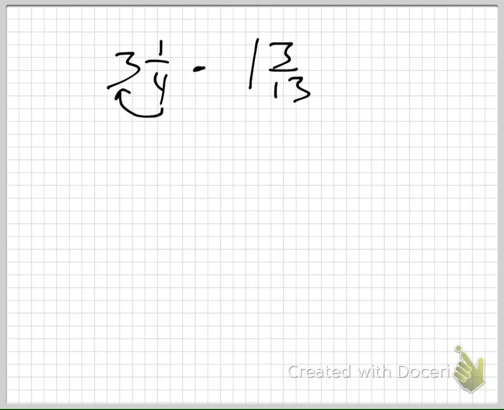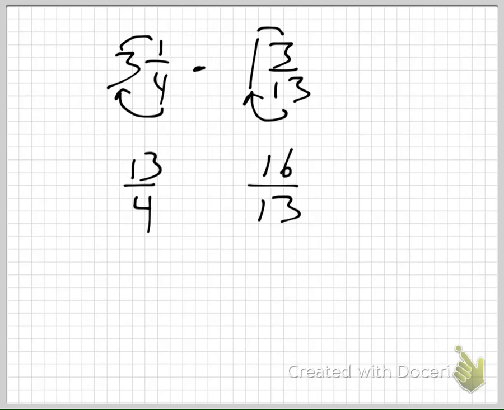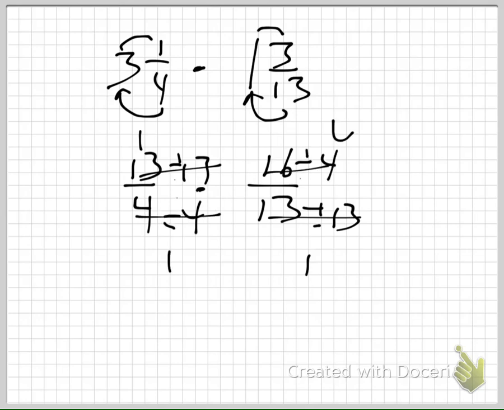You multiply this. 4 times 3 is 12. Plus 1 is 13 fourths. Do you remember how to do this? You've been doing this since like 4th, 5th grade. And then here you go, 13 times 1 is 13 plus 3 is 16 thirteenths, right? When I do this, I go, can I reduce this now? Yes. Divide by 13, divide by 13, they're both ones. Divide by 4, 1 and 4. The answer would be 4 over 1, which is just 4.